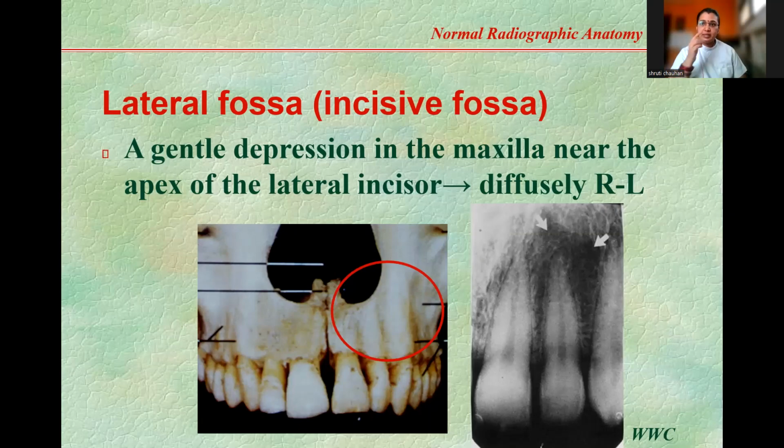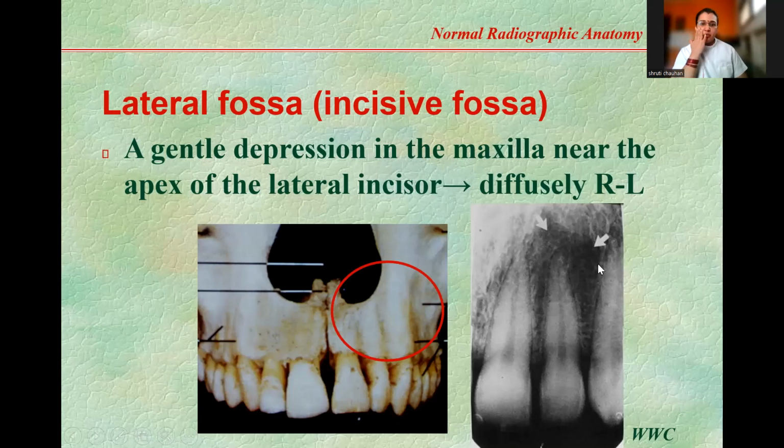It's not lateral to anything, but it is lateral to your lateral incisor. Okay, so we're talking about a tooth here. The fossa which is associated with the lateral incisor is the lateral fossa. It is seen near the apex of the lateral incisor. See, this is a central incisor and this is a lateral incisor. So lateral to your lateral incisor, there is the lateral fossa, that is also known as the incisor fossa.